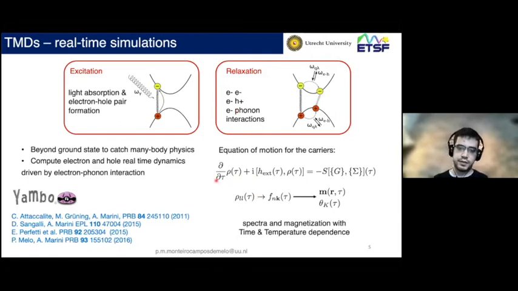And with this real-time equation, you can get snapshots of the configuration of the system at specific instants. With this, you can get the occupations and you can extract information about the magnetization, the Kerr angle, the polarizability, or photoluminescence at specific temperatures and specific instants.